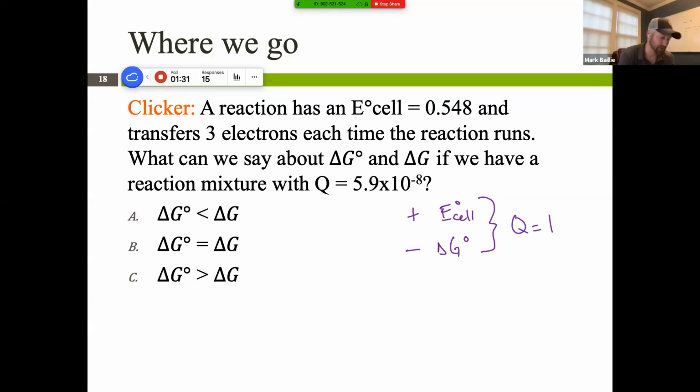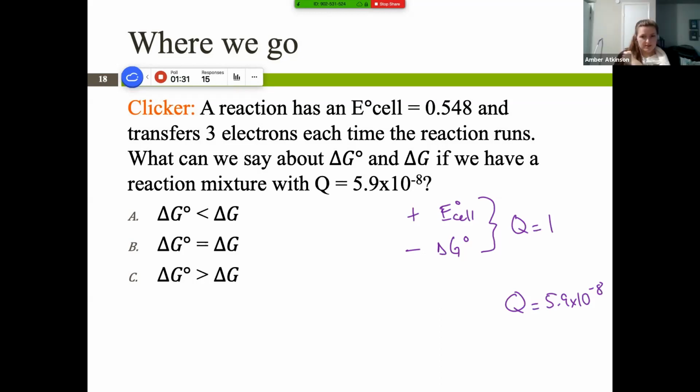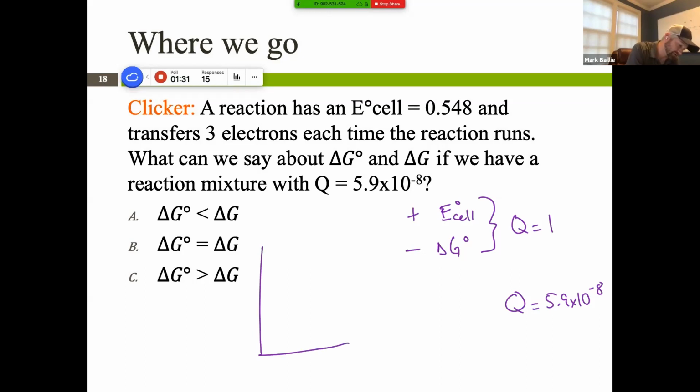Okay. And so now we're saying, okay, well, we have a Q that's 5.9 times 10 to the negative 8. So does that mean that we have more products or more reactants compared to what we had as standard conditions? We have more reactants. Okay, so if I draw these Gibbs free energy diagrams that I love, we said that the minimum lies to the right. So it is a product favored reaction.